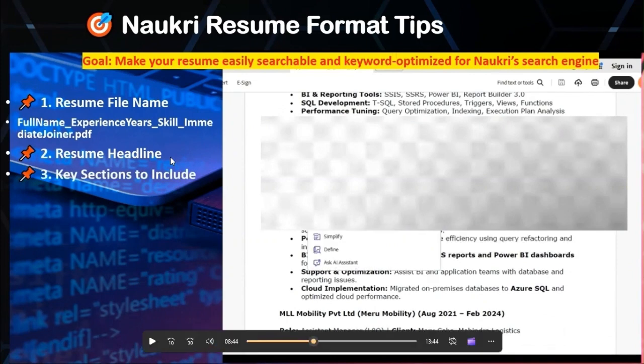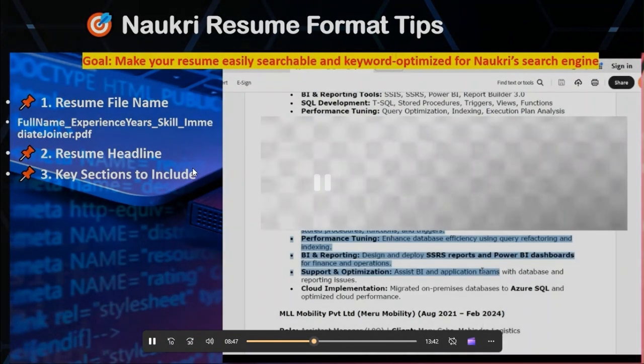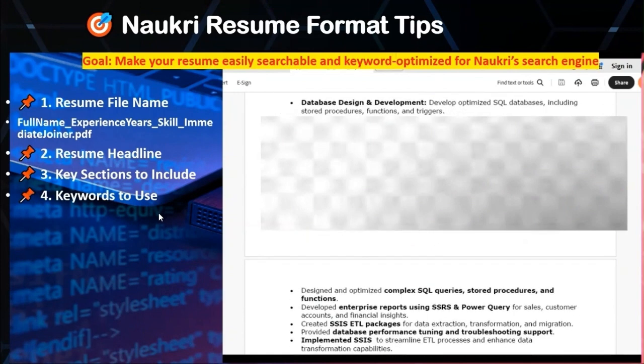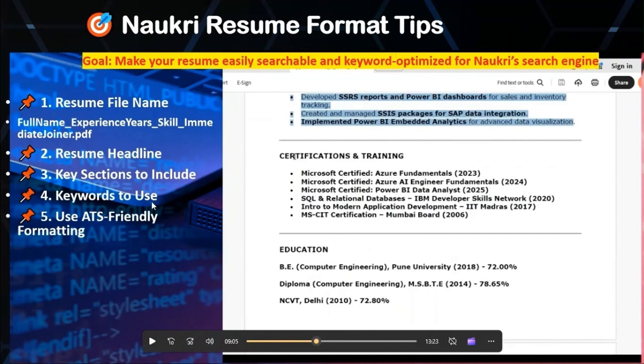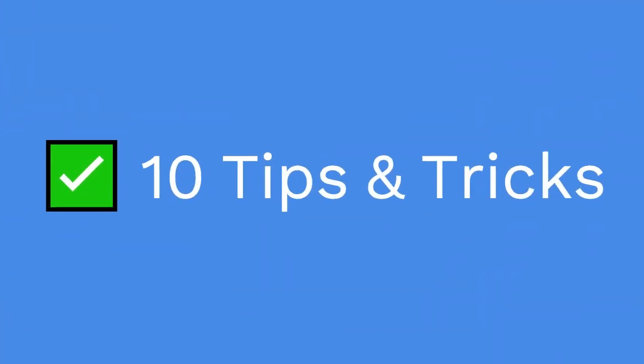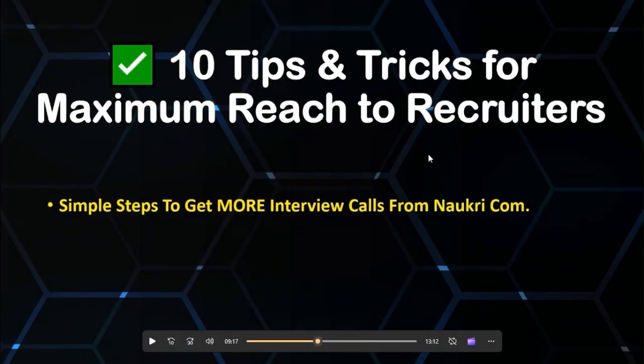In the key skills section, you add your IT skills, whatever skills you are currently working on, like SQL development, performance tuning, or if you are working on Power BI, you can mention that skill clearly and highlight it on your resume. Then the fourth thing, keywords to be used. For formatting, you can use ATS-friendly formatting, along with your employment details. After that, you can mention your certification and training, which can help you get the interview call from Naukri.com.